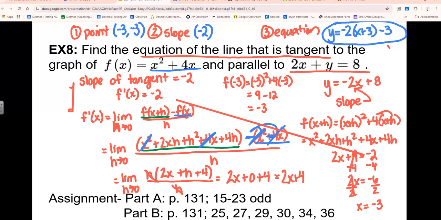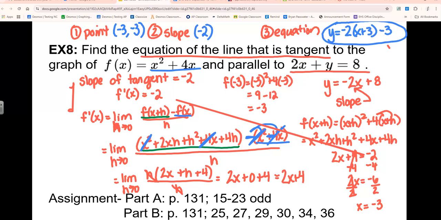Let's see. 25, 27, 29, and 30 are all tangent line problems. Actually, they give you the whole point, so you don't really have to find the point. You have to find the slope, which is going to be the derivative at that point, and then you have to write the equation of the tangent line. For those, you can use the definition that we learned on Tuesday. You can use that definition at a point for that one.